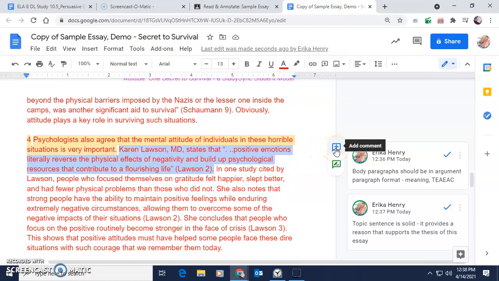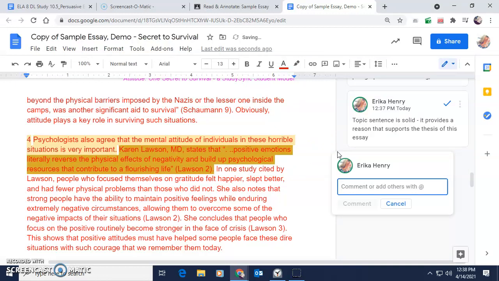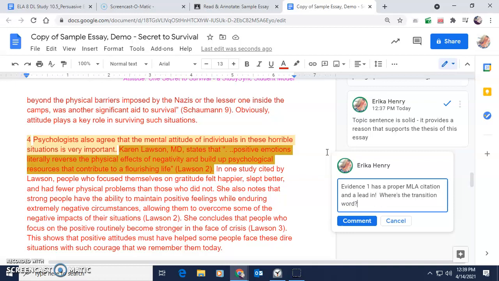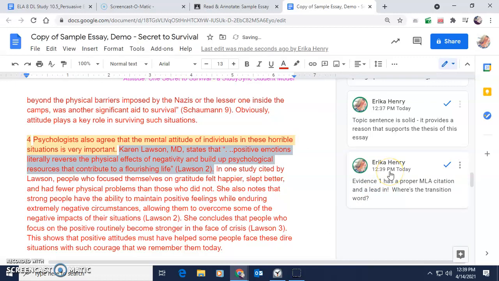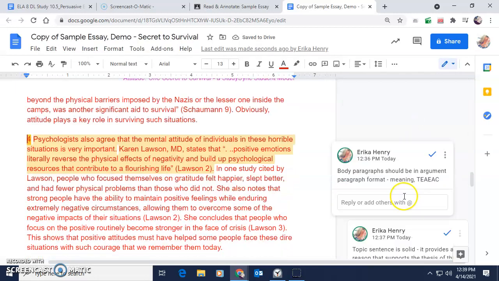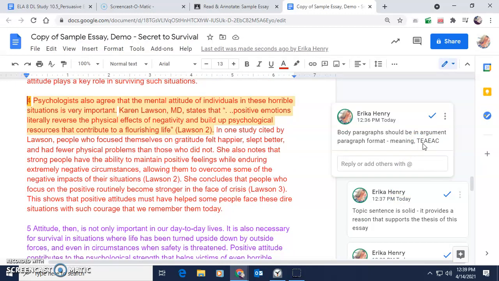So let's go ahead and make that side comment. Evidence 1 has a proper citation and a lead-in, but no transition word. Evidence 1 has a proper MLA citation and a lead-in. Where's the transition word? They'd lose a point. And you can comment. All right, so TEA, EAC. Next up should be analysis.